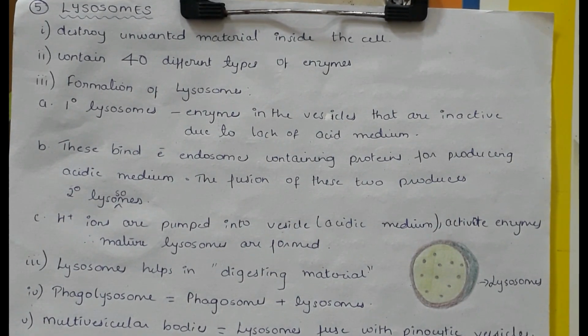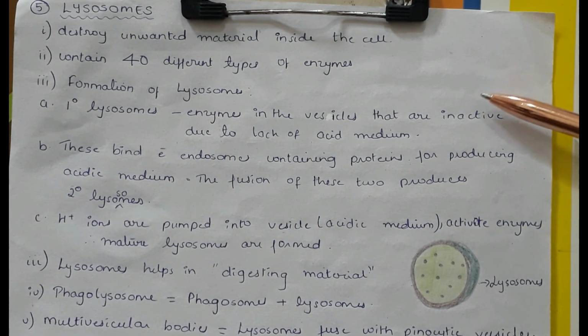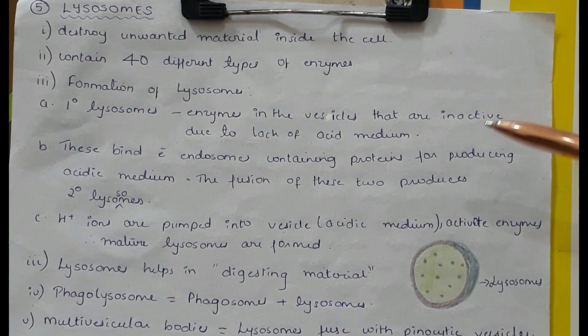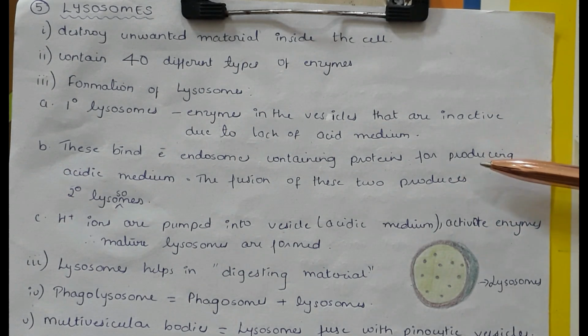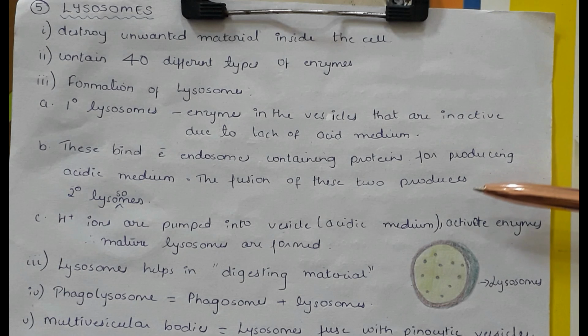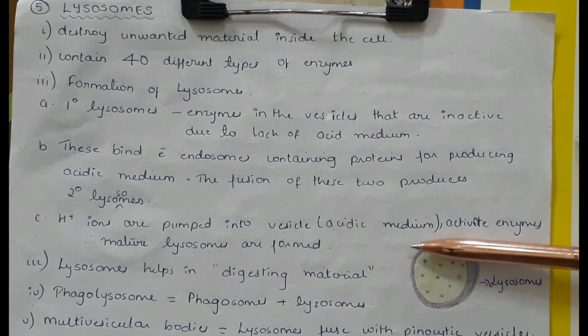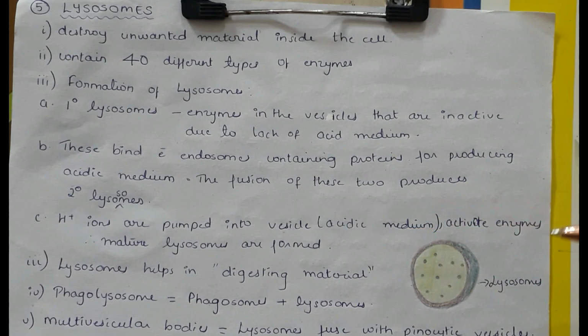Lysosomes. The lysosomes destroy the unwanted material inside the cell. They contain 40 different types of enzymes. The formation of lysosomes: primary lysosomes are formed when the enzymes in the vesicles, which are inactive due to lack of acid medium, bind with endosomes containing proteins for producing acidic medium. The fusion of these two produces secondary lysosomes. The H plus ions are pumped into the vesicle, which creates the acidic medium. It activates the enzymes, therefore mature lysosomes are formed.